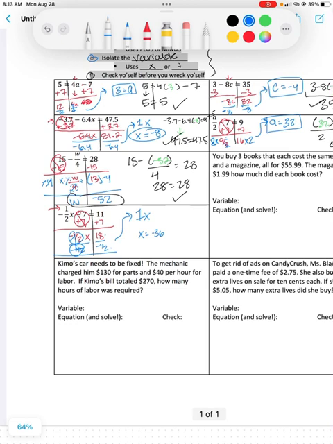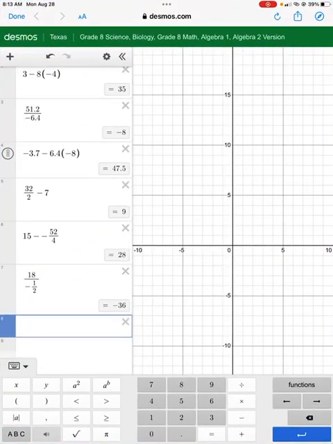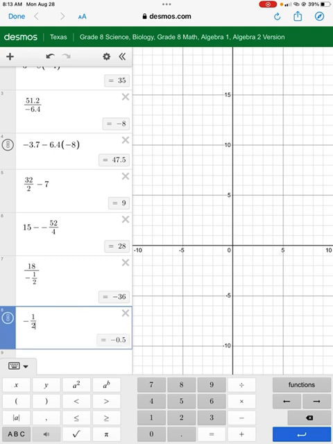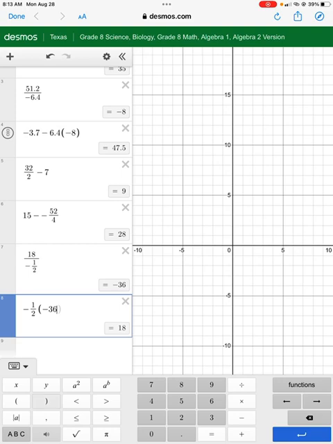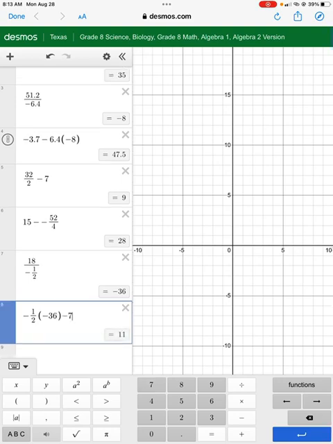So now we have negative 1/2 times whatever x should be minus 7. We should have that equal to 11. Well, we think that x is negative 36. So now I can go ahead and type that in. Negative 1/2 times negative 36 minus 7 is 11. Now we have 11 equals 11, which means we're right.